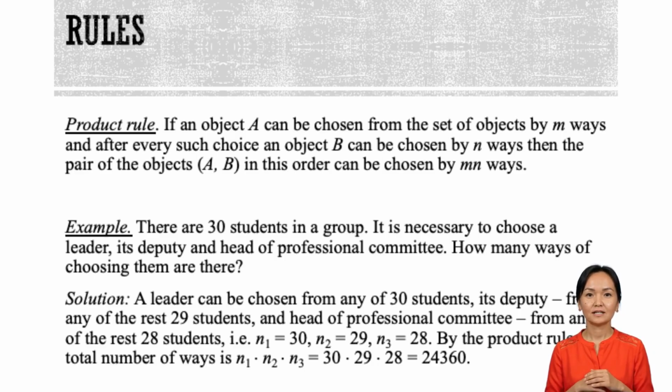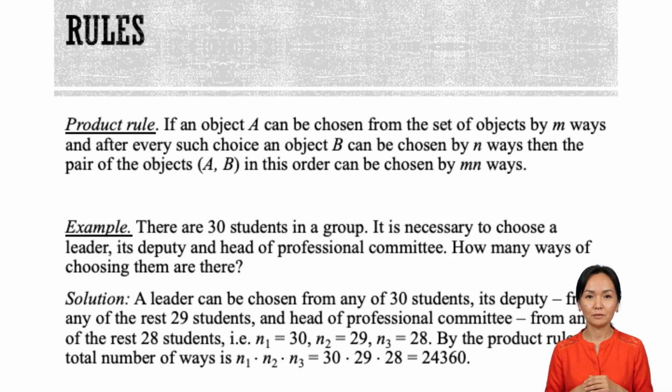Suppose we have 30 students in a group, and we need to choose a leader, its deputy, and the head of the professional committee. The leader can be chosen from any of the 30 students, that's 30 ways. Once the leader is chosen, the deputy can be chosen from the remaining 29 students, that's 29 ways. And after both are chosen, the committee head can be chosen from the remaining 28 students, that's 28 ways. By applying the product rule, we multiply all these together. 30 times 29 times 28 equals 24,360 different ways to fill these three positions. This rule is essential when you have sequential decisions or when you're choosing multiple items in order, especially in allocation and permutation problems.